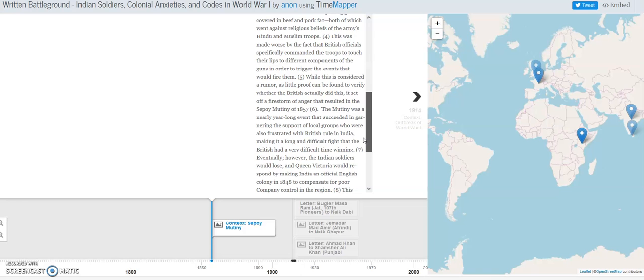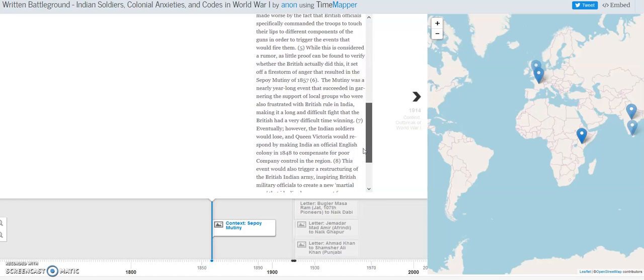Eventually, however, the Indian soldiers would lose, and Queen Victoria would respond by making India an official English colony in 1858 to compensate for poor company control in the region.